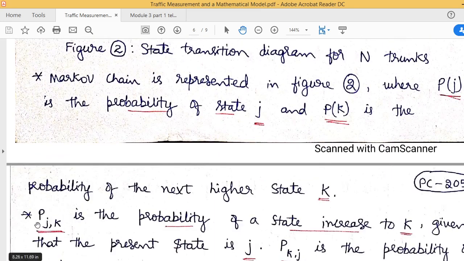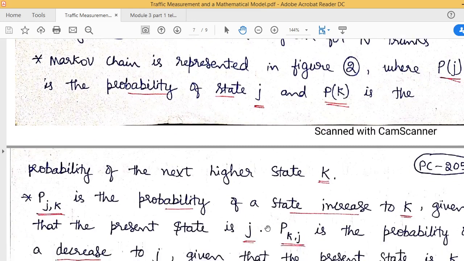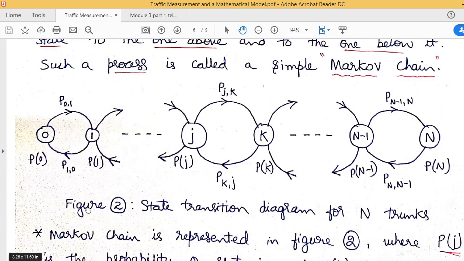So we can have P of j comma k as the probability of state transition from j to k. Similarly, P of k comma j can be said as the probability of state transition from k to j. The k to j transition takes place if one call is terminated. If one call is terminated, it decreases. Similarly, if a call arrives, it will increase to the next state.